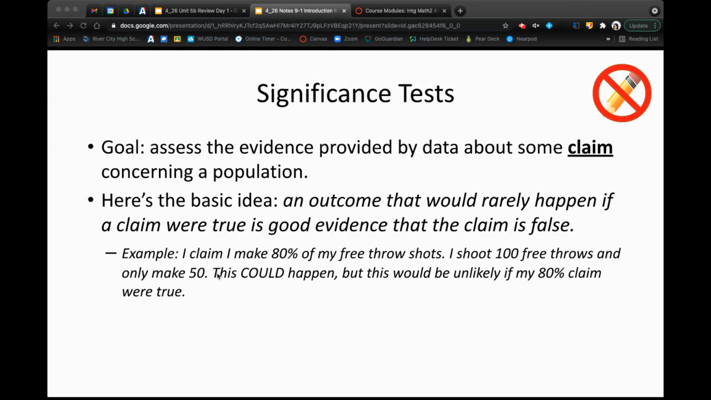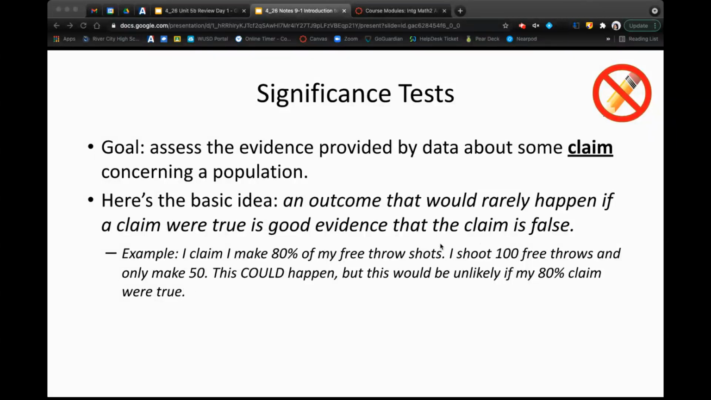So here's a concrete example for you. I claim that I make 80% of my free throw shots, okay, but you might think that I make less. So to determine if my claim is true, you're going to have me shoot 100 free throws and I only make 50, which means I made 50% of my shots.